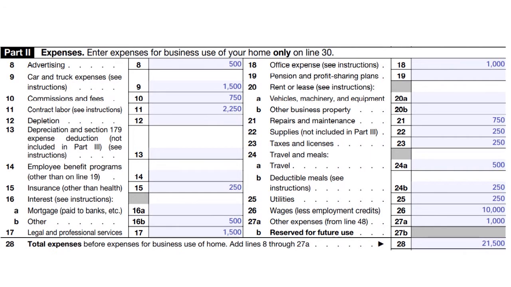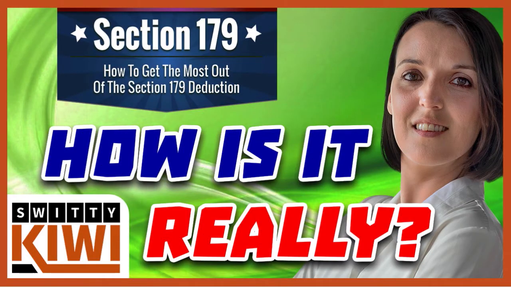Line 9, we have car and truck expenses. Okay, so here, if you use a car or truck in business, you can deduct the operating and maintenance cost on line 9. But please be careful. Be careful. The IRS will audit this line like crazy. They do that. And because they want to pay attention to not only the verifiability of the amounts, but they also want to make sure that you are actually not deducting costs that you should be amortizing. Okay, if you want to learn more about that, please check out our video on the Form 4562, asset depreciation and amortization.